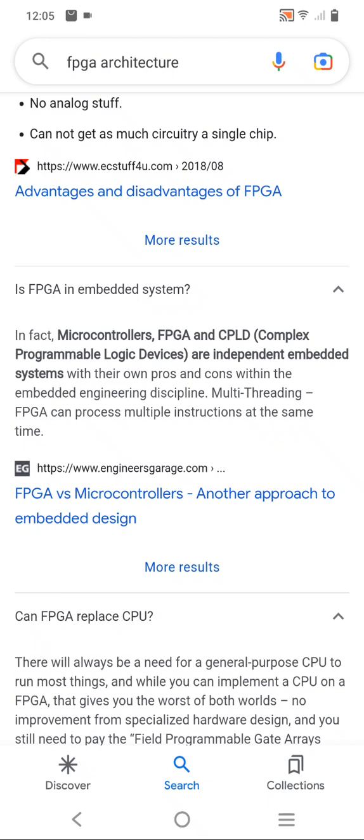These are all microcontrollers, FPGAs, and CPLDs, complex programmable logic devices, and independent embedded systems. They are called embedded systems, and they do some of the processing for you in a kind of master-slave environment. Multi-threading and all those things are used in such an environment. That is why you see a board or a PCB with so many devices on it.